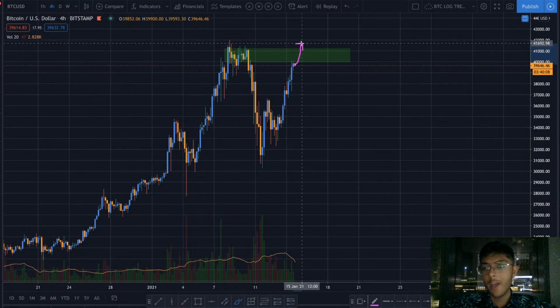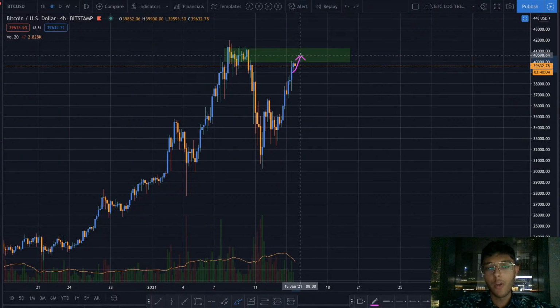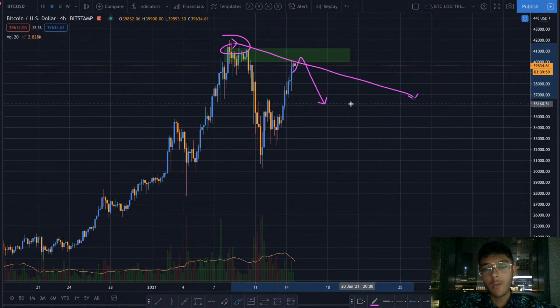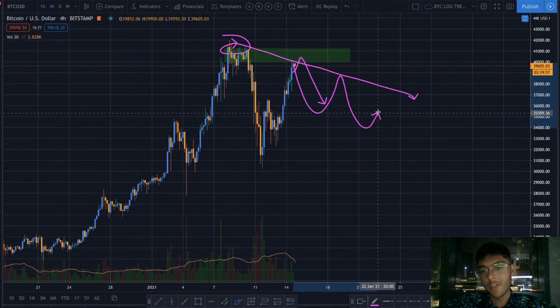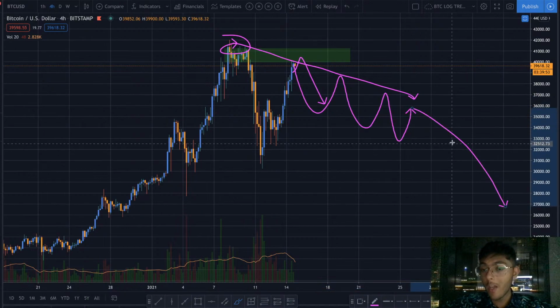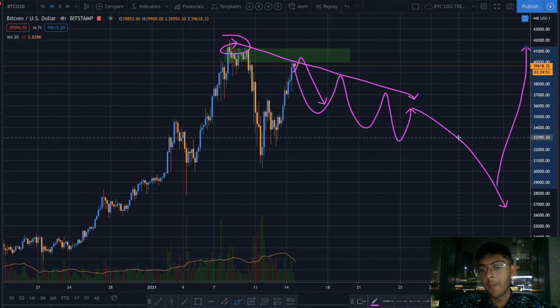If it goes just to 42k, then strictly, if it goes a little bit lower and then dumps, I think we're looking at some sort of descending triangle formation where we might end up hitting this resistance again and again, and then potentially breaking down, or looking like we'll break down and then pumping back up.